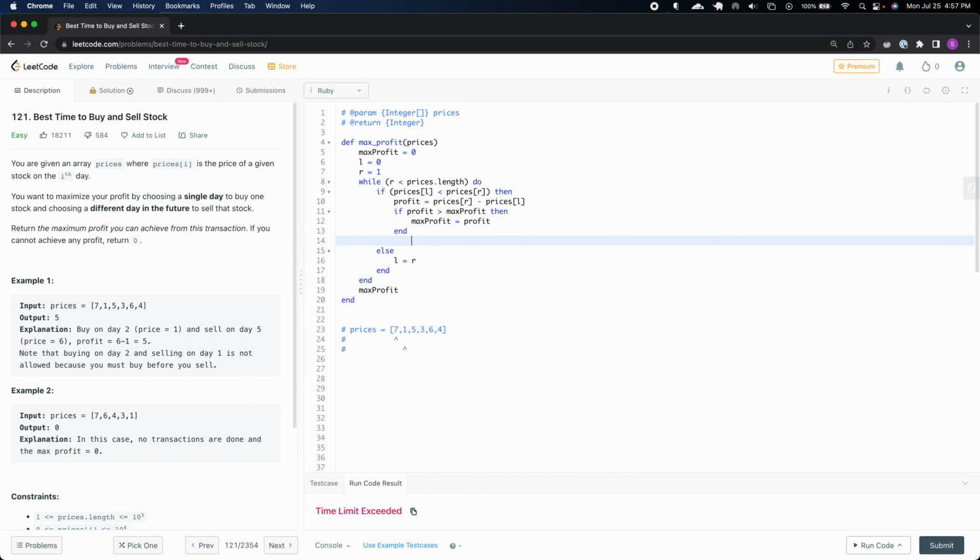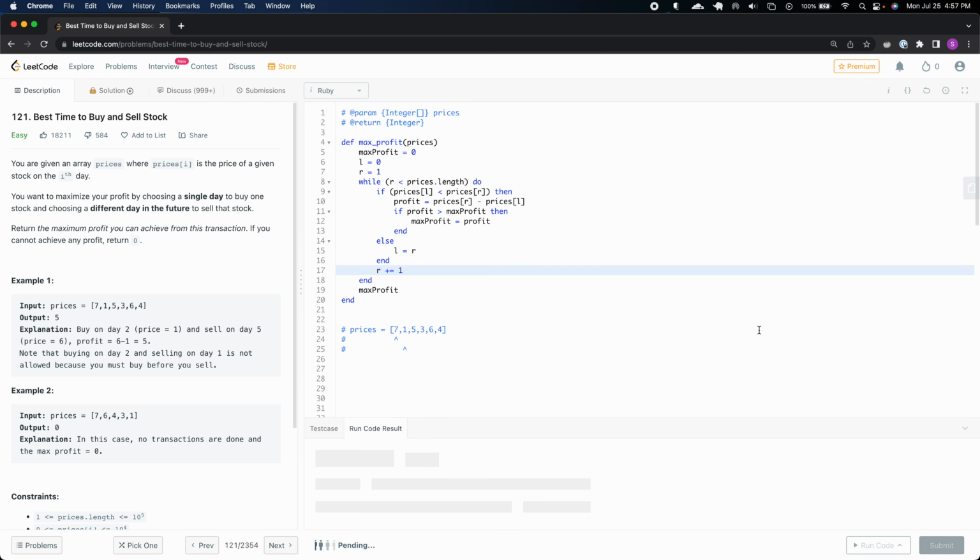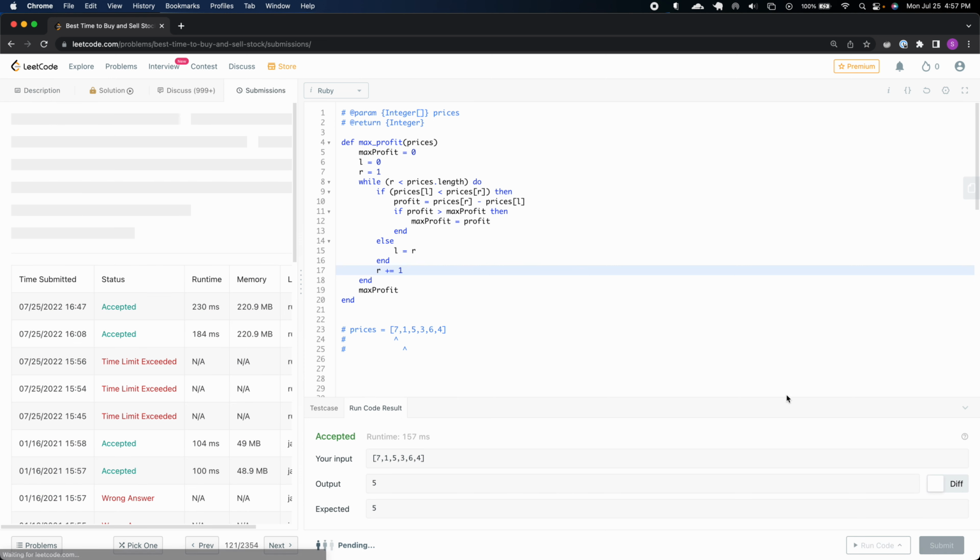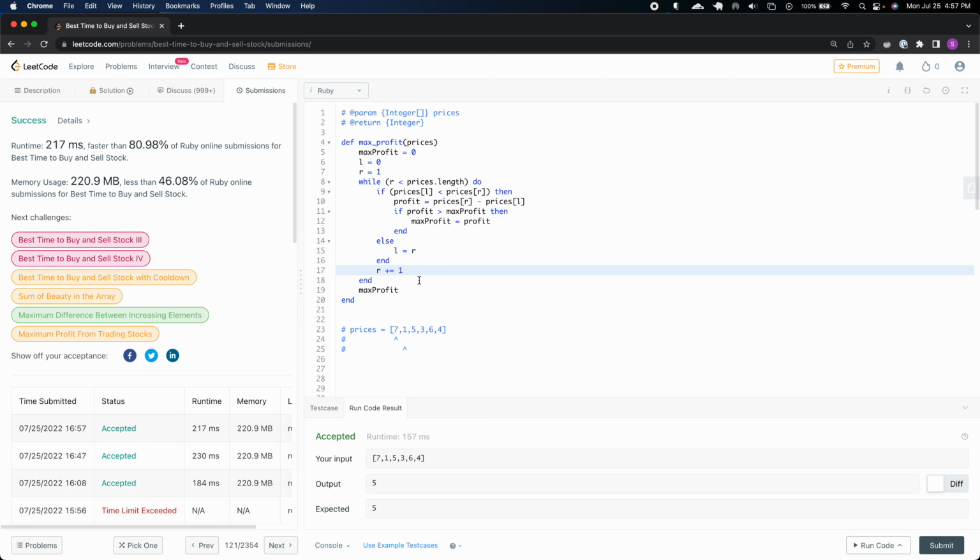all right, forgot to, of course, increment the right pointer to keep the pointer moving along. So that one works. And this one works as well.